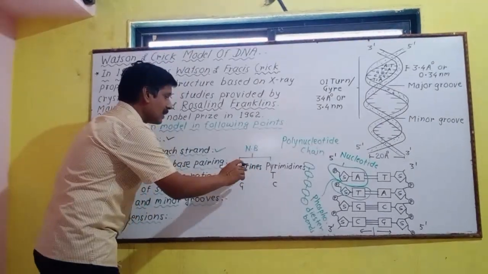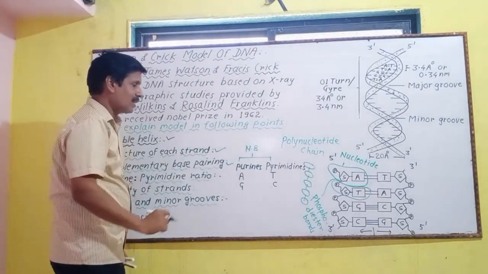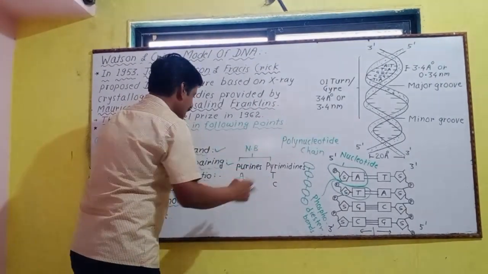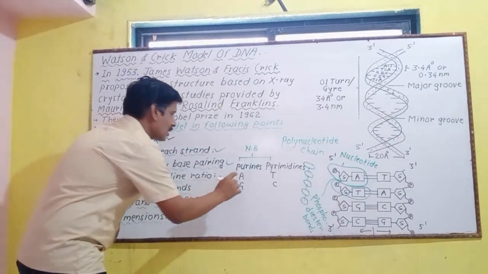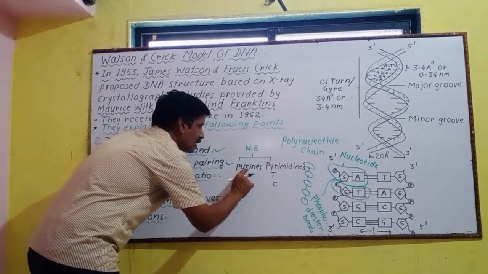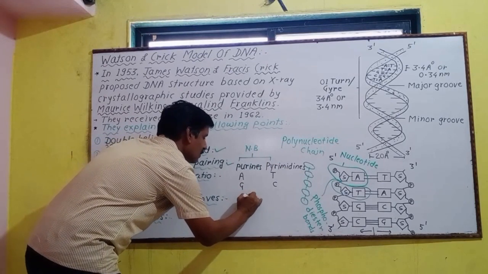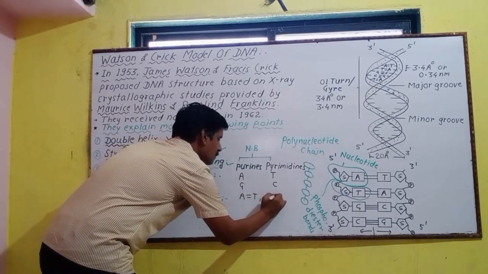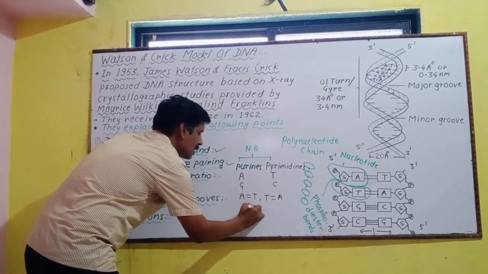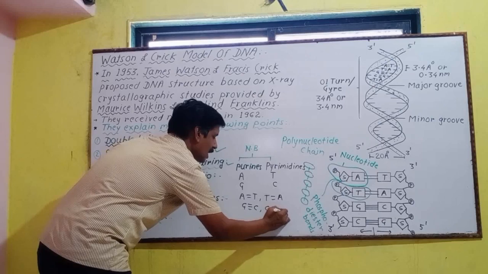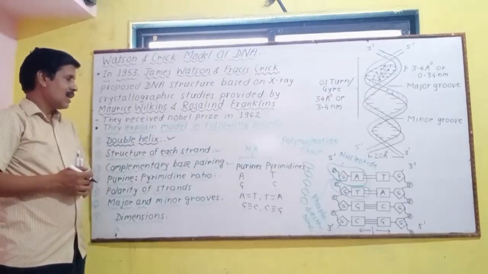Then these nitrogen bases are present in pairing in case of the DNA. The base pairing always occurs between a purine and a pyrimidine molecule. That is, adenine is always paired with thymine, or thymine with adenine, with the help of double hydrogen bonds, while guanine is paired with cytosine, or cytosine with guanine, with the help of triple hydrogen bonds. In this way, base pairing occurs in case of the DNA.